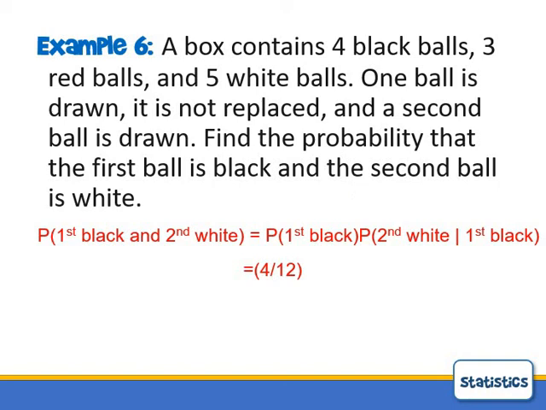So think about that. We've taken one of the black balls out of the box, and we're going to draw another one. What's the probability we get a white? Well, there's only 11 balls left, but there's still all 5 of the white balls, so 5 out of 11. So that would be our probability, 4 out of 12 times 5 out of 11, which comes out to be 20 out of 132, or 0.1515, so about 15%.